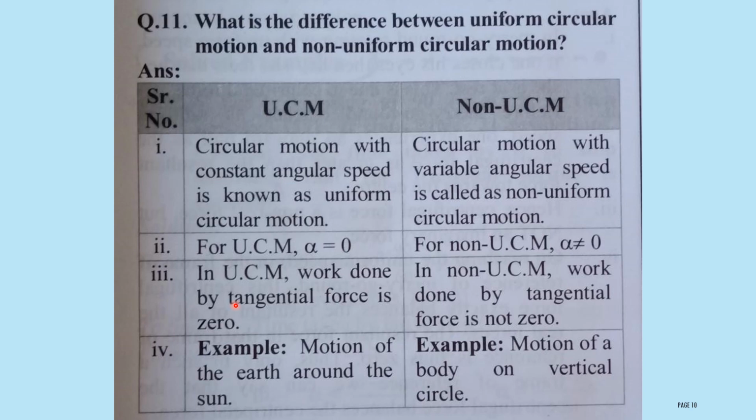Work done is 0. But in the case of non-uniform circular motion, work done by tangential force is not 0. See the example: uniform circular motion of the earth around the sun, because the earth will be revolving around the sun in a circular orbit. Next one, non-uniform circular motion of a body on a vertical circle. These are a few differences between uniform circular motion and non-uniform circular motion.